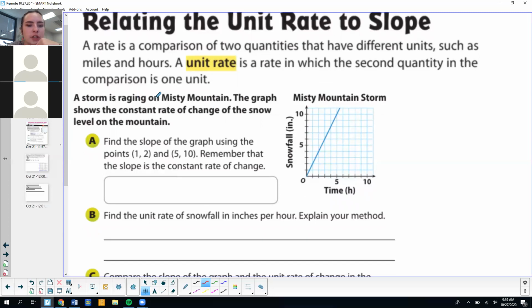A storm is raging on Misty Mountain. The graph shows the constant rate of change of the snow level on the mountain. Find the slope of the graph using the points (1, 2) and (5, 10). Remember that the slope is the constant rate of change. So what we're going to do is plot these points, and it's kind of hard on this computer, but I'm going to plot the point (1, 2).